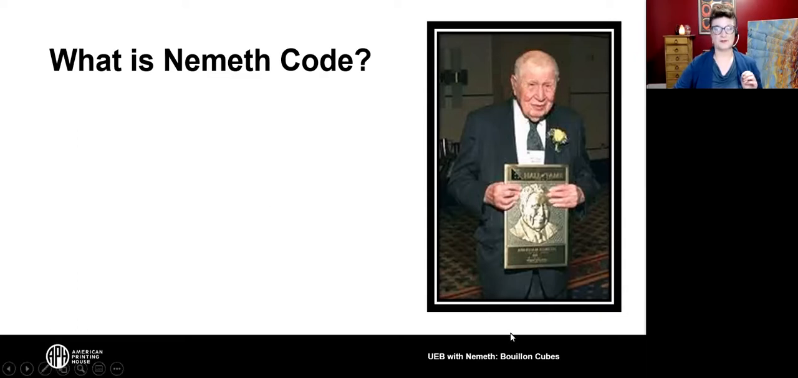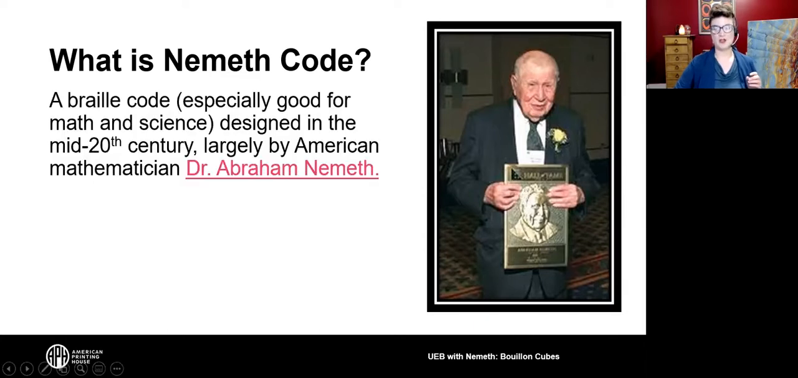So Nemeth Code, what is it in more detail? It is a Braille code, again, separate from the Unified English Braille Code, that is especially good for math and science. The Nemeth Code was designed in the 20th century by American mathematician, Dr. Abraham Nemeth. Dr. Nemeth is a member of APH's Hall of Fame, and there's a picture on the screen of Dr. Nemeth in his later years holding his cast metal plaque that goes in the Hall of Fame.